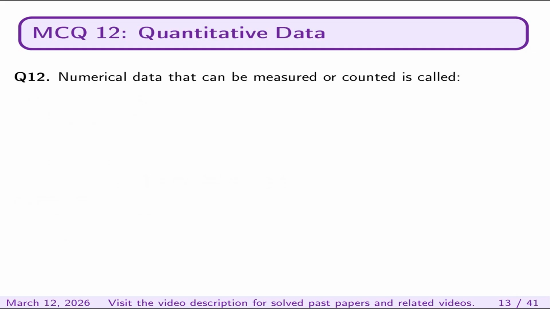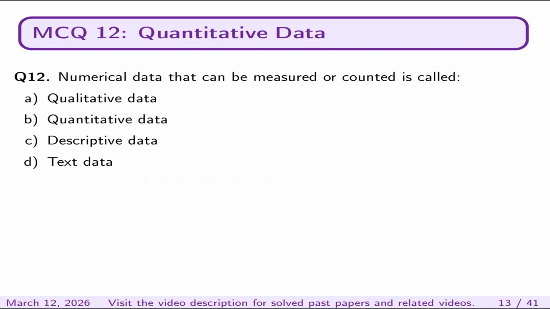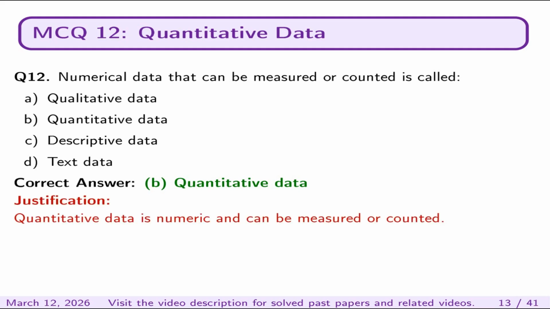Numerical data that can be measured or counted is called qualitative data, quantitative data, descriptive data, text data. The correct option is quantitative data, because quantitative data is numeric and can be measured or counted.